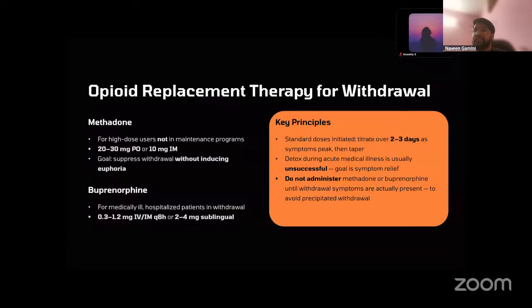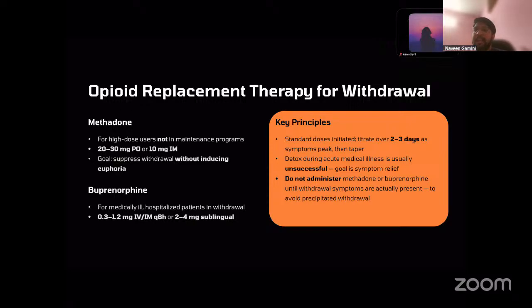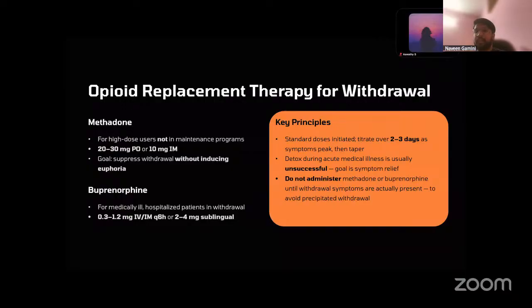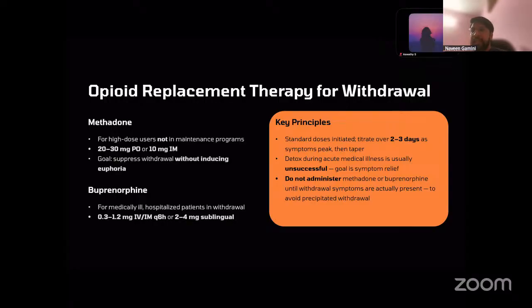Now, regarding severe opioid withdrawal, we talked about something called opioid replacement. The two drugs which can be given as opioid replacement are methadone and buprenorphine. Regarding methadone, it can be used for high dose users who are not in maintenance programs. Suppose a patient has come to your ED and is leaving, not admitting. In those cases, methadone will be preferable. We can give 20 to 30 mg per oral or 10 mg IM. Methadone will suppress withdrawal without inducing euphoria. It will not trigger the euphoria component, just suppresses the withdrawal.